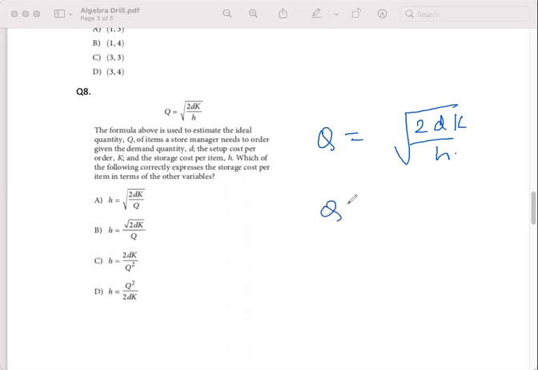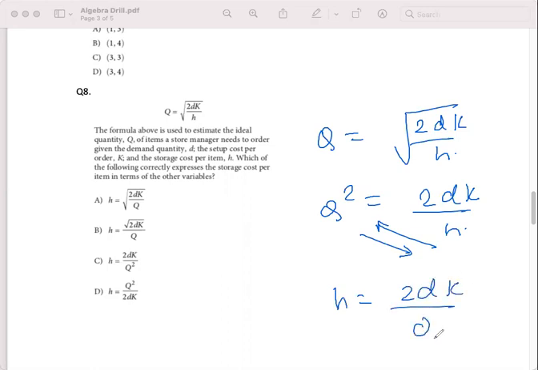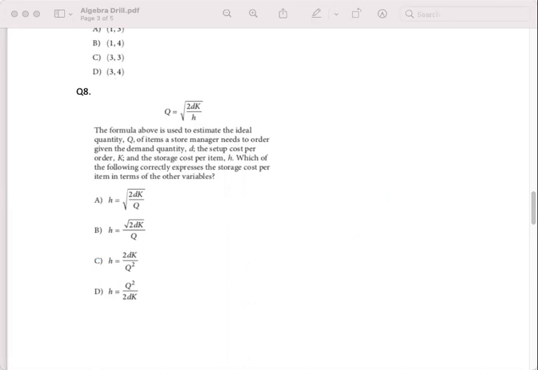So Q is the square root of 2DK by H. If I square both sides, Q squared is 2DK by H. And if I take H here and bring Q squared here, H is 2DK by Q squared. So 2DK by Q squared, which is option C. Okay, so that's question 8.